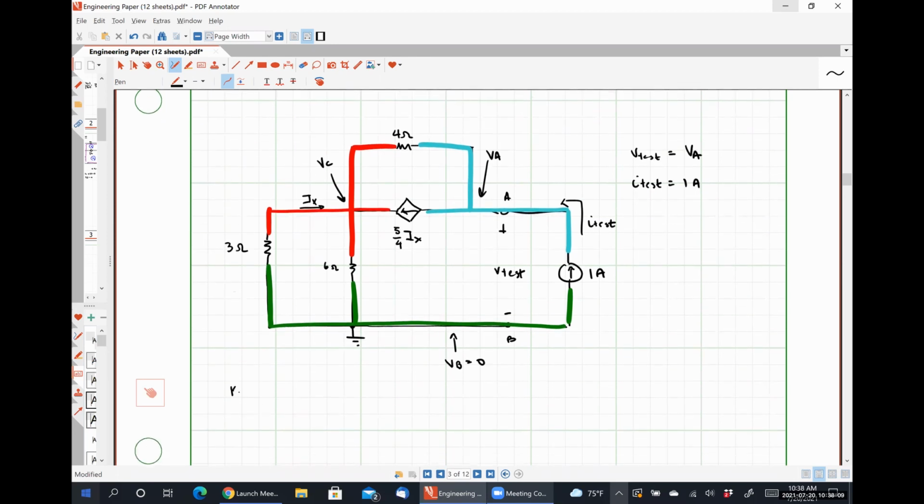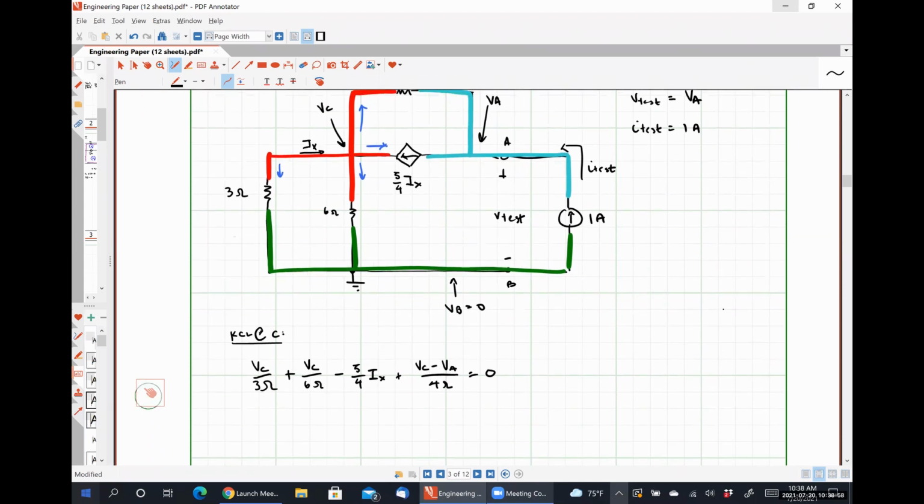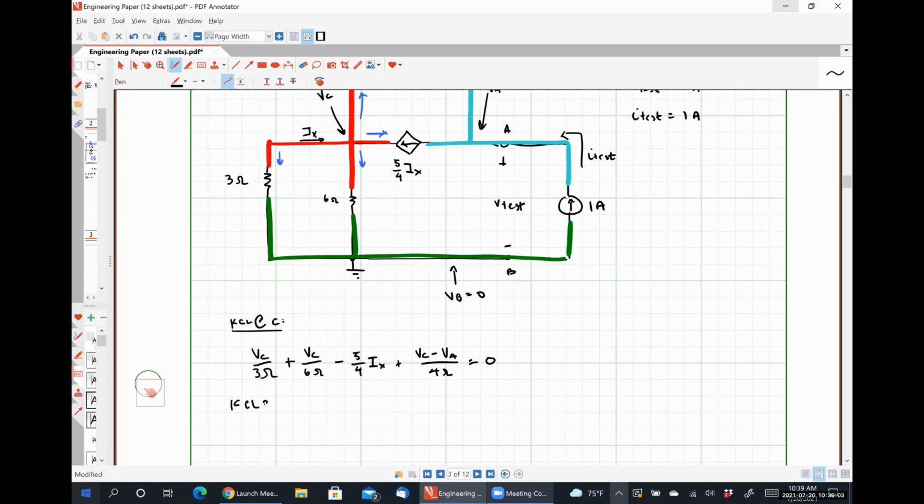I'm going to do KCL at node C first. That's going to be this current, this current, this current, and this current. My current directed down through the 3 ohm resistor is just VC over 3 ohms. My current directed down through the 6 ohm resistor is simply VC over 6 ohms. My current directed to the right will be -5/4 IX. And my current directed up will be VC minus VA over 4 ohms. I set all of that equal to 0. Now I'm going to do KCL at node A. I'm assuming nobody had any questions about that KCL equation at node C. If so, by all means, let me know and I'll talk you through it.